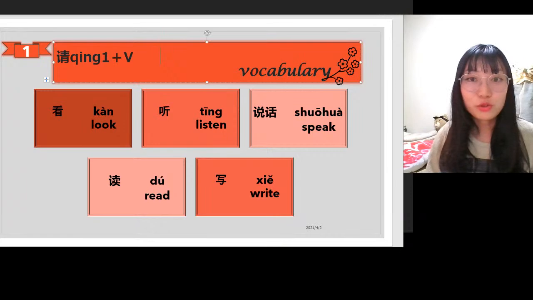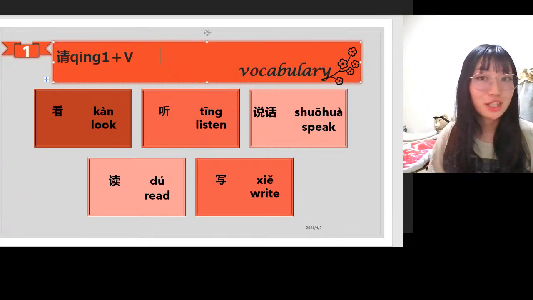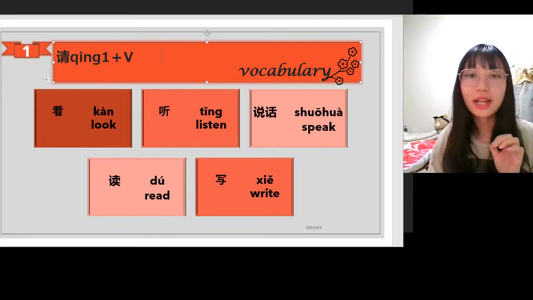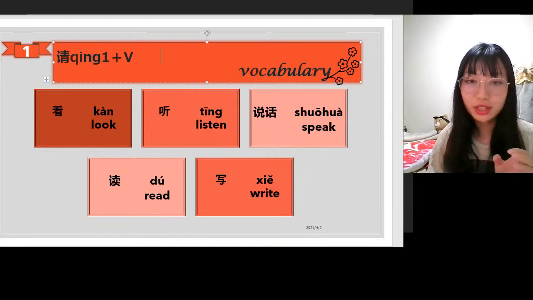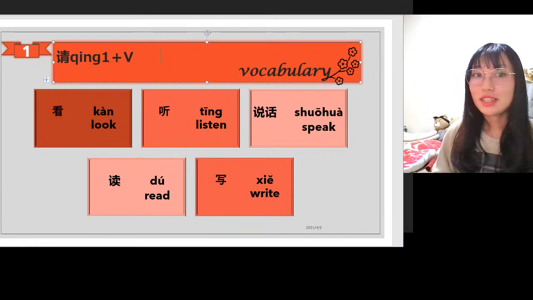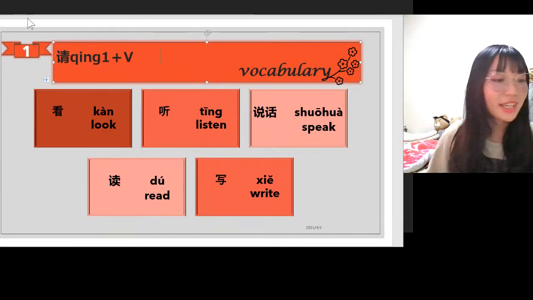Okay, anyway, so 说话 means speak. Sometimes you can just say 说, it's also okay. 说话 is to speak, and 说 alone is more like to say. Next one, 读 means read. 读. Next one, 写 means write. 写 is to write, like writing characters.